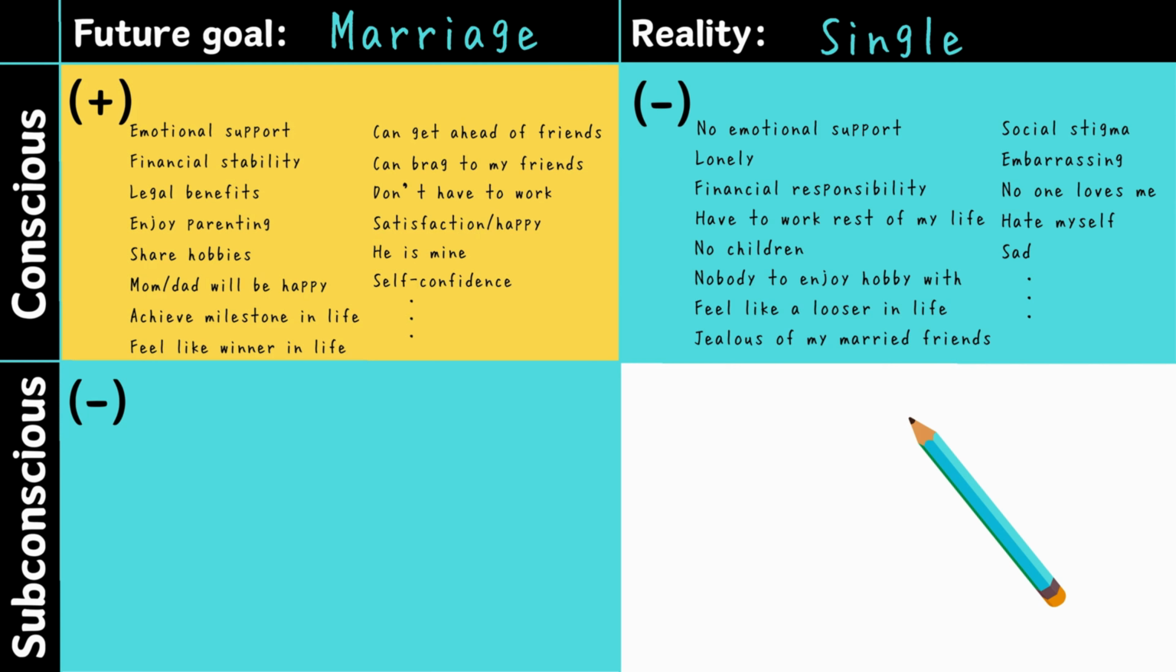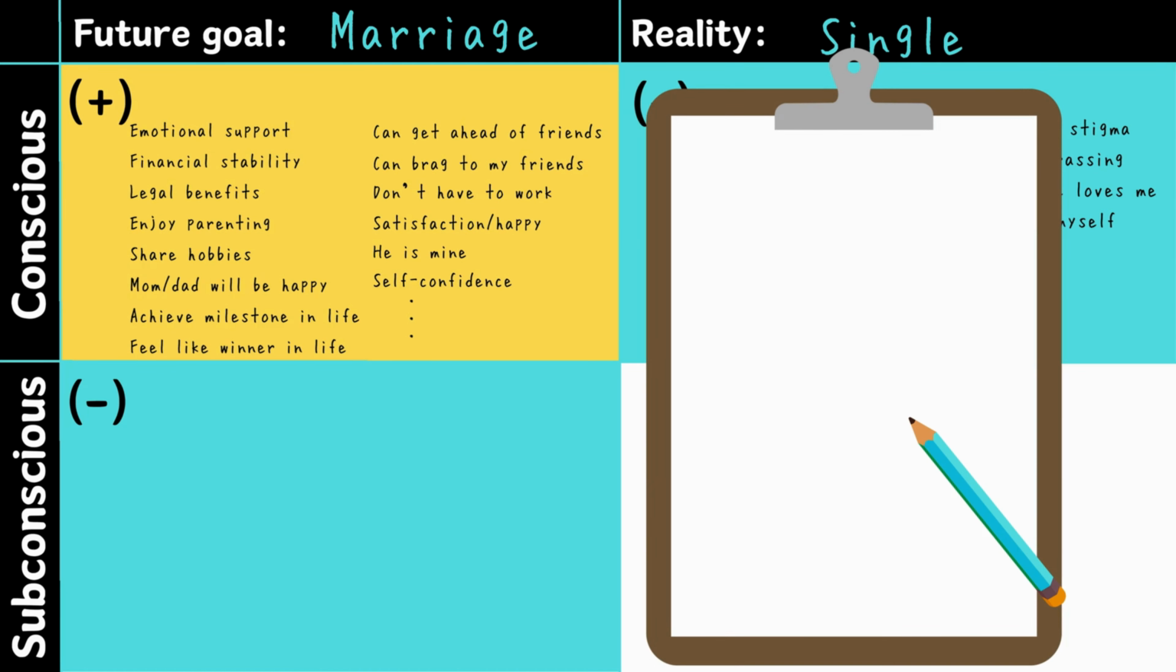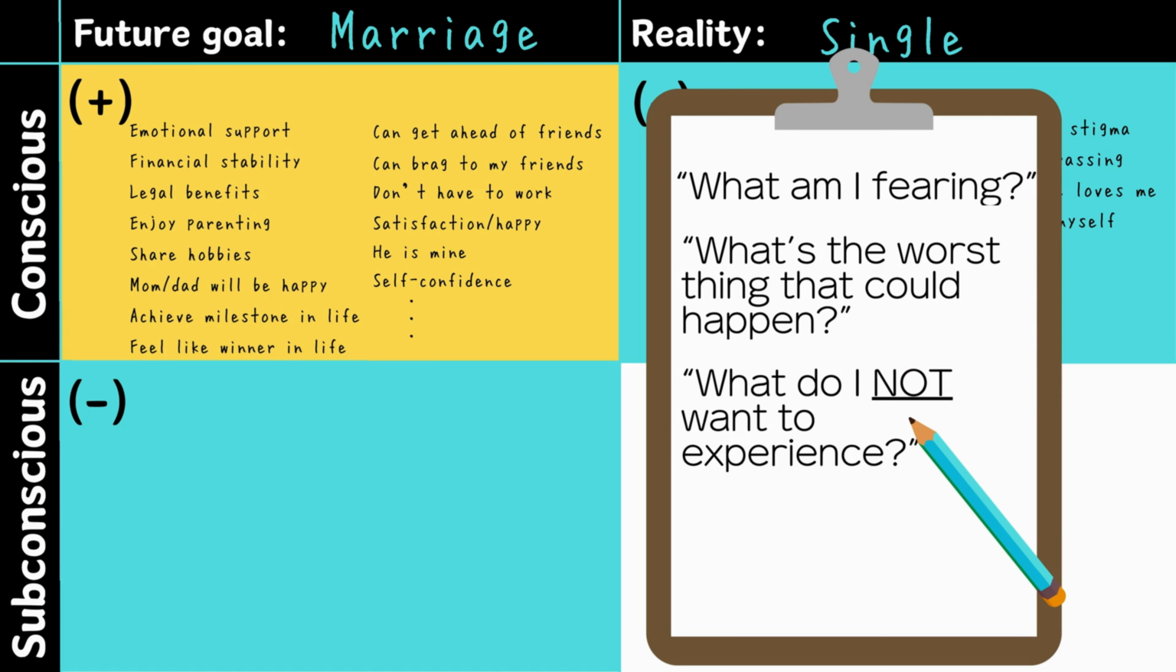There is something within you that is feeling negative towards getting married. Well, if you didn't have any adverse notions about marriage, you would already be married. So unconsciously, you must be feeling uncomfortable about achieving this goal. Well, if it's difficult to come up with any answers here, you may want to ask yourself, what am I fearing? What is the worst thing that could happen? What do I not want to experience in a marriage?